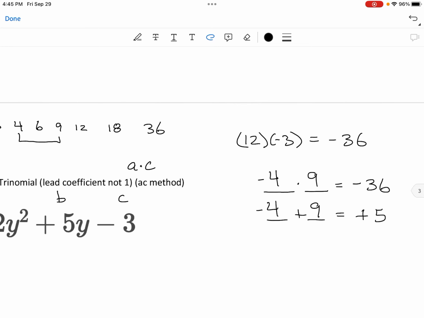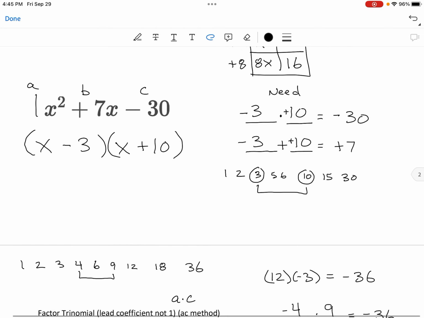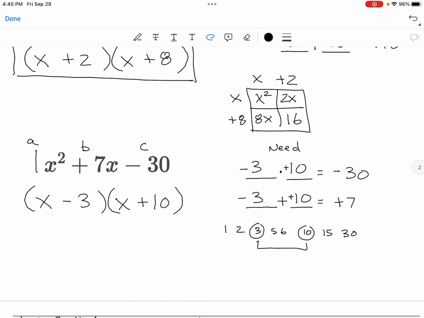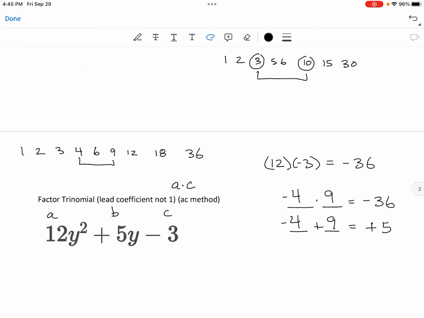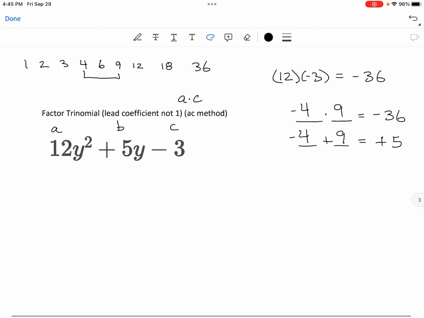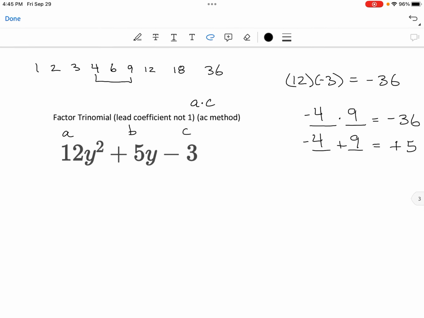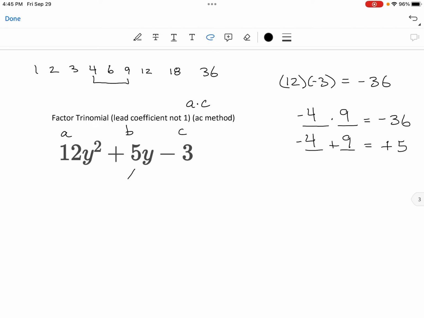And so now here's what's different about what we did earlier. Earlier it was like we were done. But in this case, these two are going to become a split. It's going to be the way that we split this middle term into 2 pieces. So we're going to bring down the 12y squared. We're going to bring down the minus 3 because they're still there. But we're going to take the 5y and split it into minus 4y plus 9y.